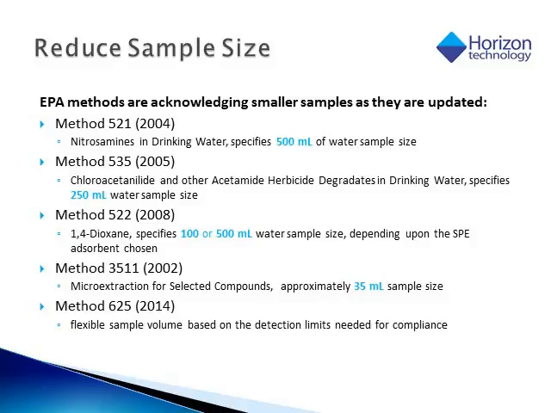EPA methods are acknowledging smaller sample sizes as they are being updated. Method 521 in the year 2004 specifies 500 milliliters of water. Method 535 in 2005 specifies 250 milliliters of water. Method 522 is 100 or 500 milliliters of water, depending on the SPE sorbent chosen, and method 3511 is down to 35 milliliter sample size for micro extractions. And method 625 is flexible in sample volume based on the detection limits needed for compliance.